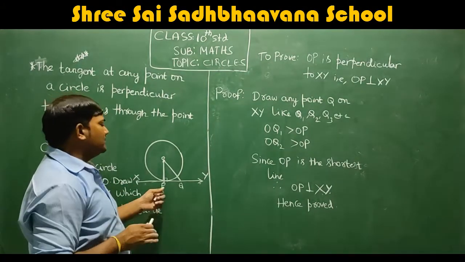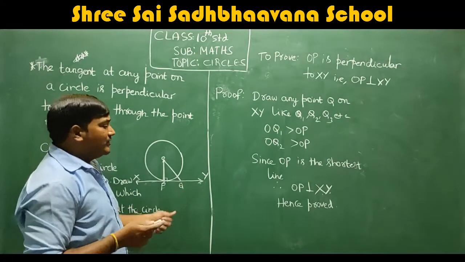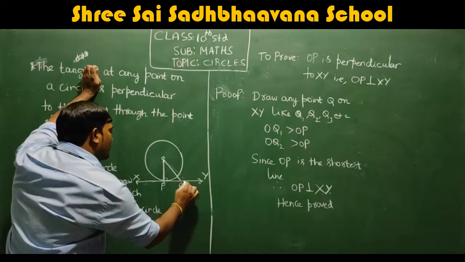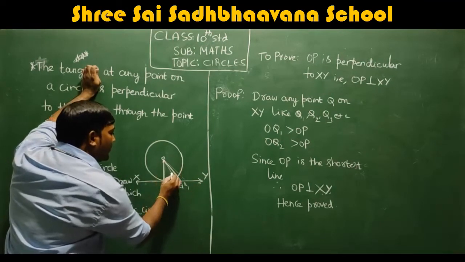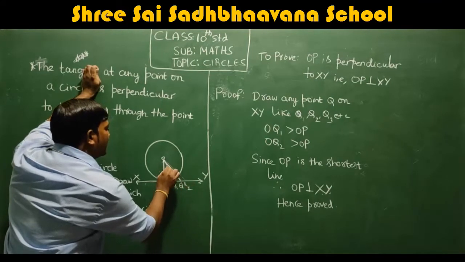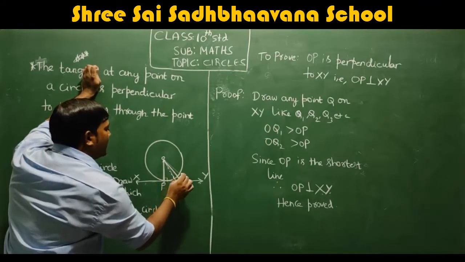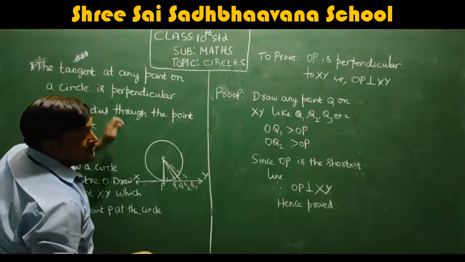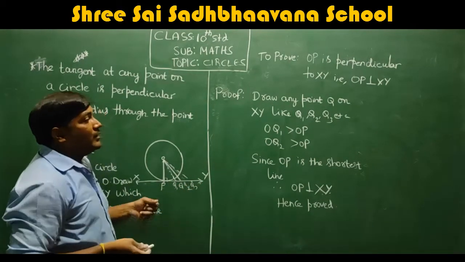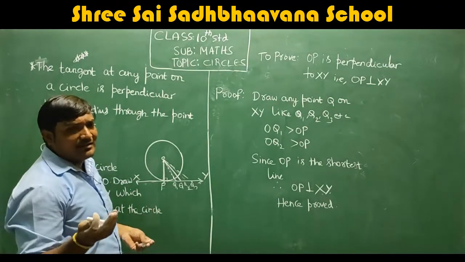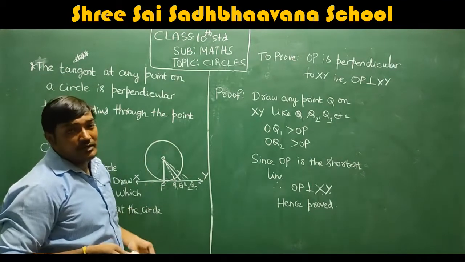Draw a point Q1 on XY. We can draw more than one, anything like this. Q1 I'll draw, Q2 I can draw. Put dotted lines. Actually, it is not required to show; I'm just giving an example. You can draw Q3, any lines. Always remember, we just draw a point Q1, like even Q1, Q2, etc. You can draw n number of points.